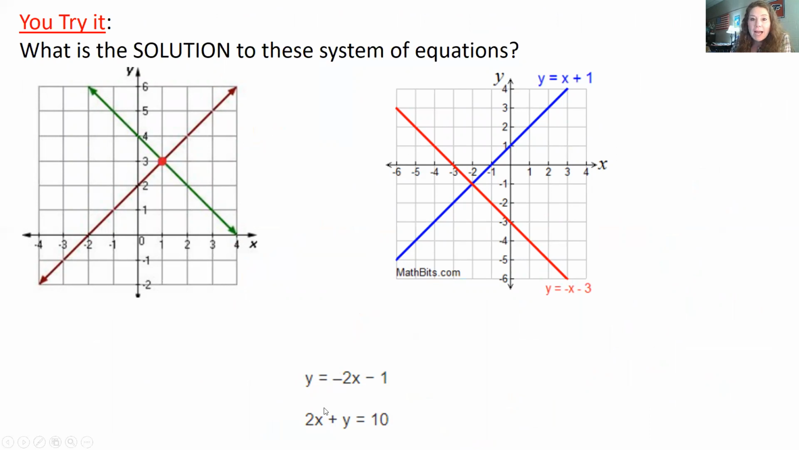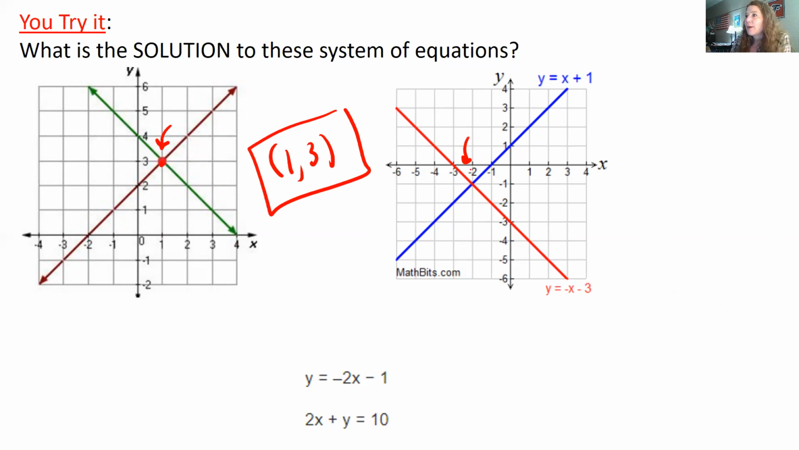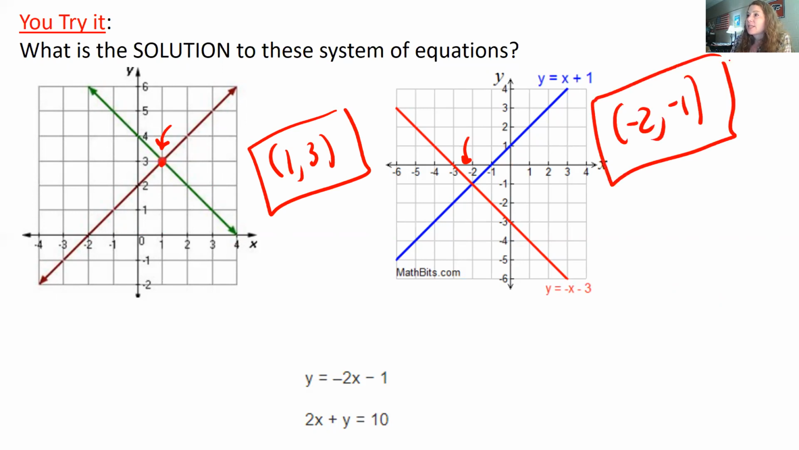I want you guys to write the solution to both of these systems of equations on your paper. All right, so basically it's just the coordinates of where these intersect. That's it. So how would I write this coordinate? Start from the origin, go right 1, and then go up 3. So the solution to this system of equations is 1, 3. What about this one? If I start at the origin, I would go left 2, and then down 1. And so the solution to this system is -2, -1.